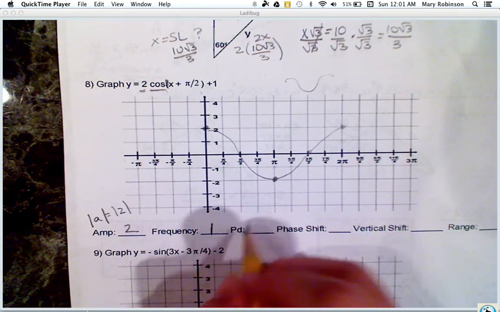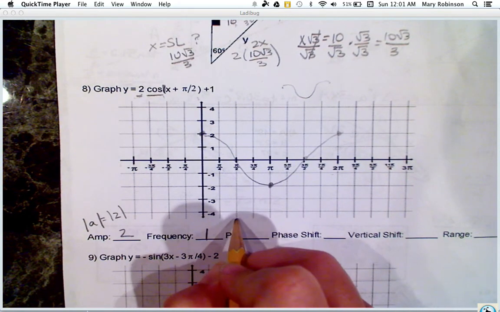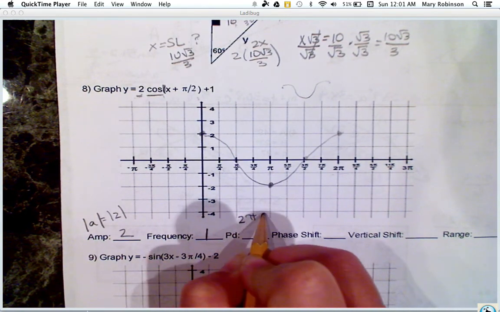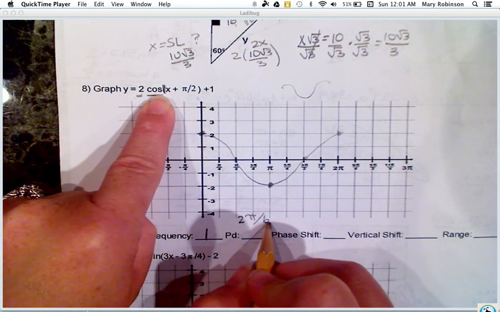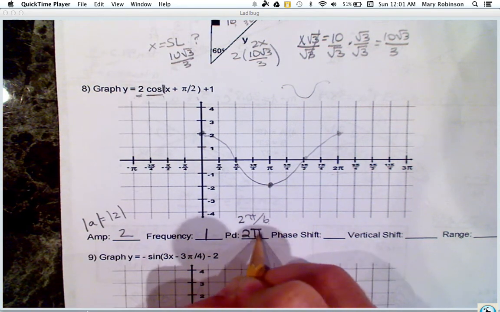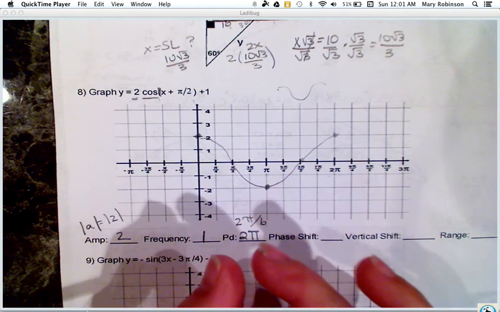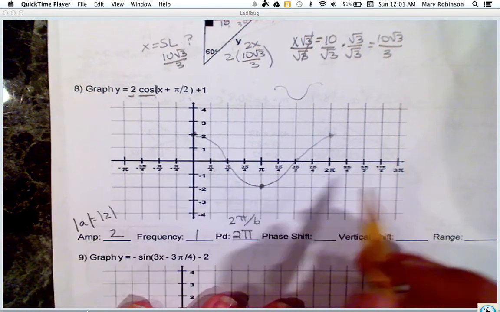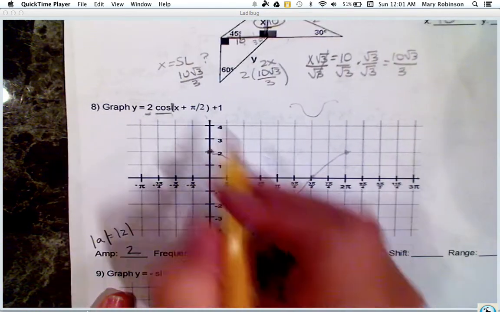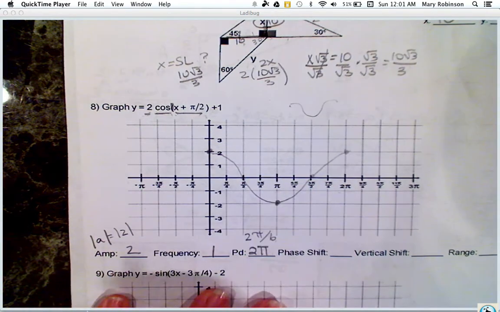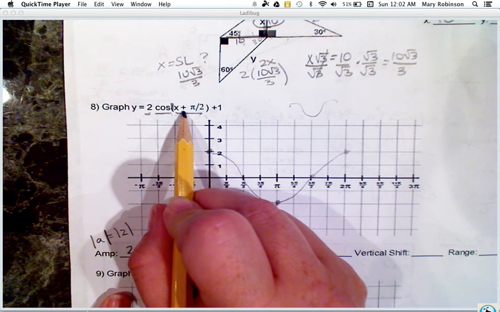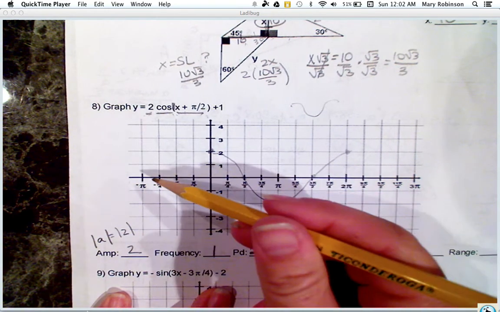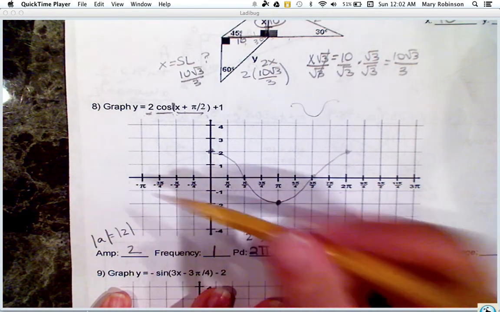We need to fill in for our period that our period is 2 pi over b. Since that's going to be 2 pi over understood 1, our period is just going to be 2 pi. So that's good. We don't have to compress it or stretch it or anything. Our phase shift refers to our horizontal shift, remembering that it's always the opposite. If you see a plus sign, that means you're going to go in the negative direction. So that tells us we're going to go left pi over 2.